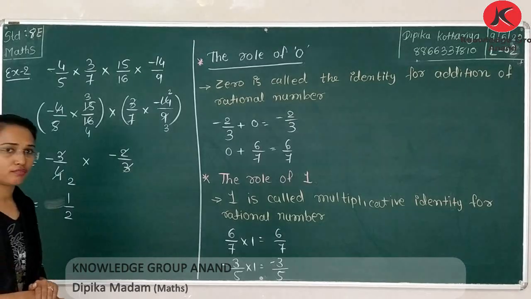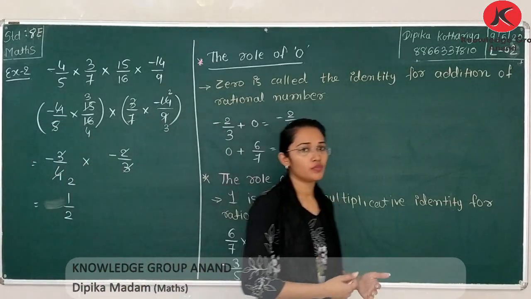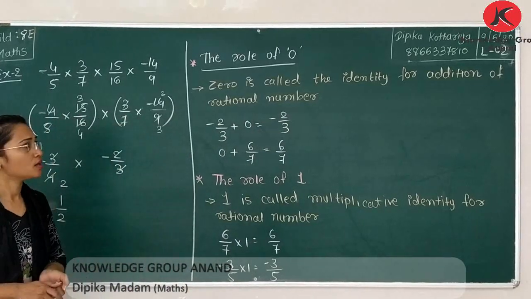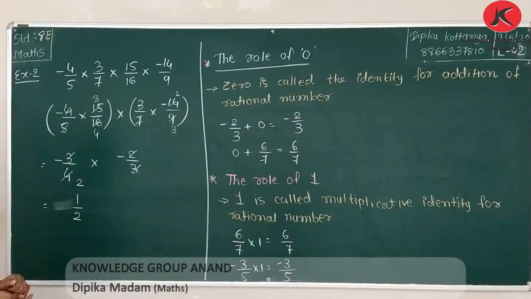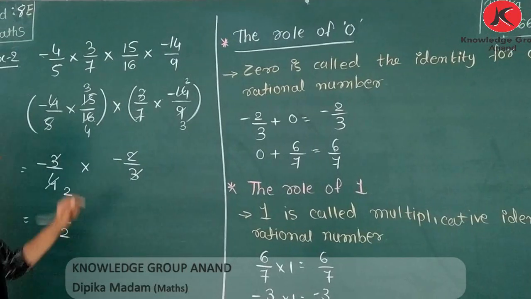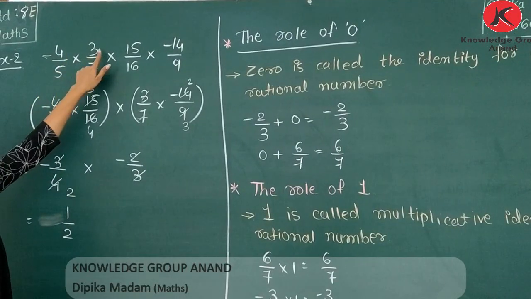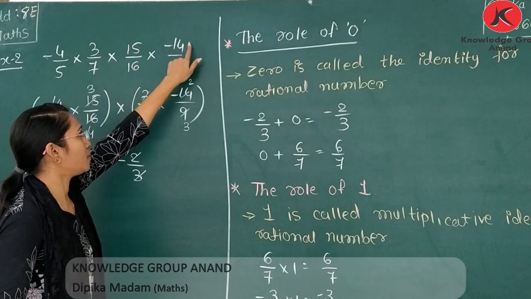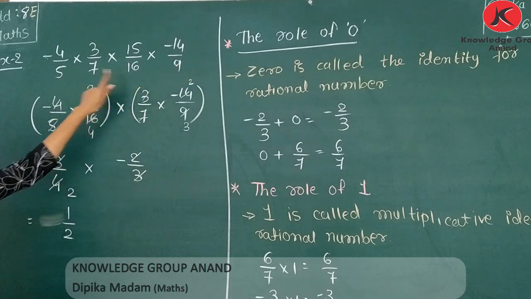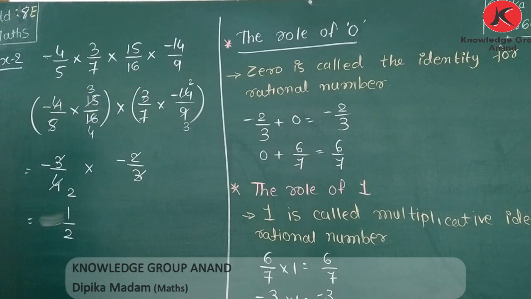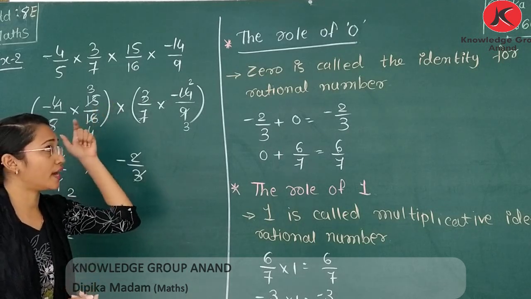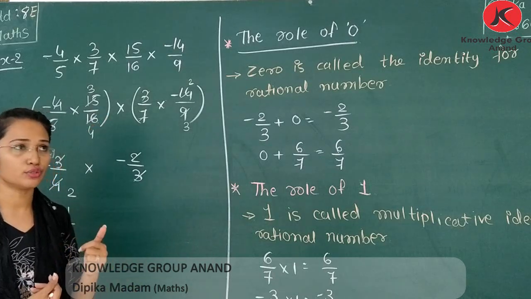In example 1 we have seen how to use the property in addition. Now we will learn how to use the property in multiplication. So example two is again given in your textbook: minus 4 by 5 multiplied by 3 by 7 multiplied by 15 by 16 multiplied by minus 14 by 9. These four rational numbers are in multiplication, so there is no need to take the LCM. Without a property it becomes very hard to solve this.